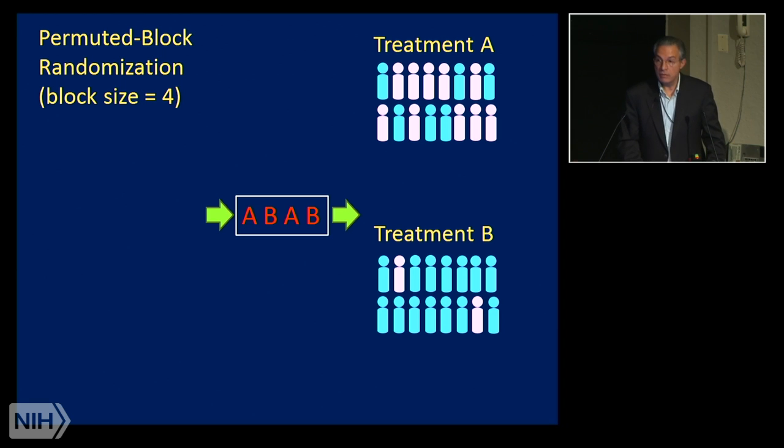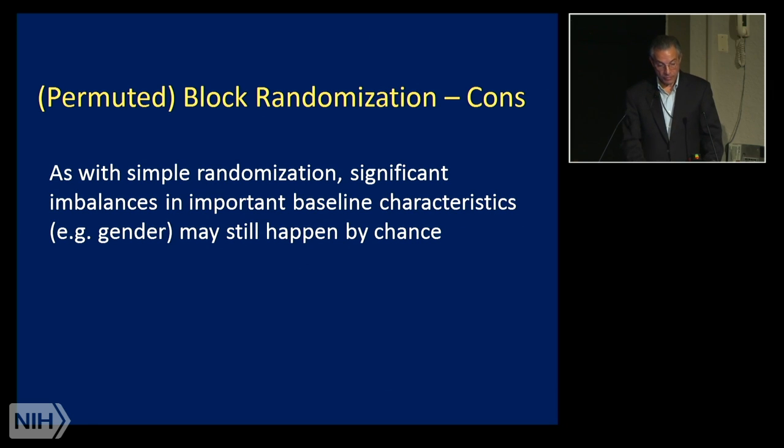By chance, we got an imbalance, and we don't like that, because there could be a confounding effect. So here, again, we have 16, but we have 10 women in A and 2 women in B, and we don't like that. So the disadvantage of block randomization is, just like with simple randomization, we could still have imbalances in important baseline characteristics like gender, and these things may still happen by chance.